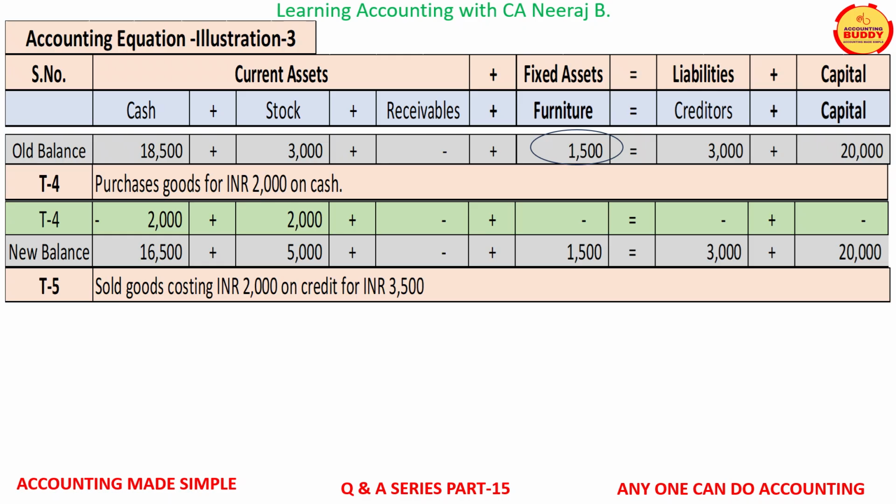Transaction T5 on your screens is goods costing 2,000 are sold on credit for 3,500.